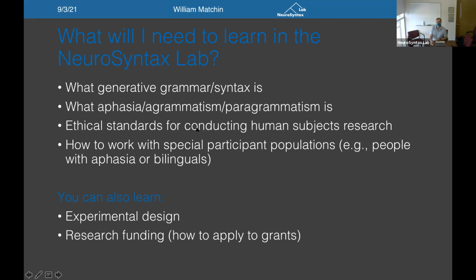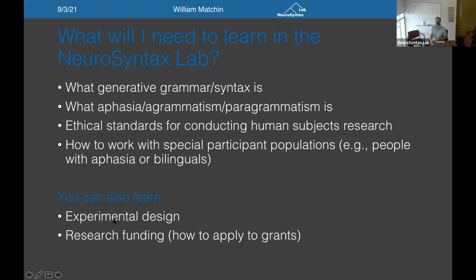Ethical standards, again, are very important. A lot of the work that Danielle is working on involves bilinguals or Spanish-speaking people as well. So knowledge of Spanish, or at least some understanding, could be really helpful. But also, just how to deal with research subjects like people with aphasia, how to interact with them. They're typically older individuals. They've had a stroke. They may have communication problems, so you have to be able to communicate and work with them effectively.